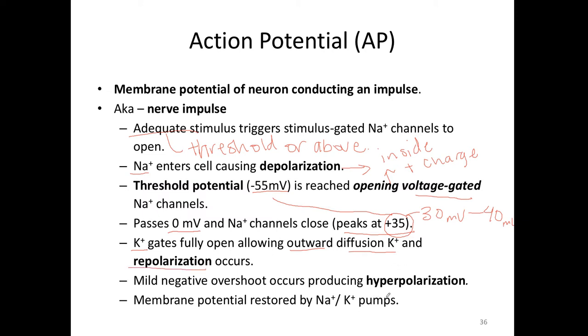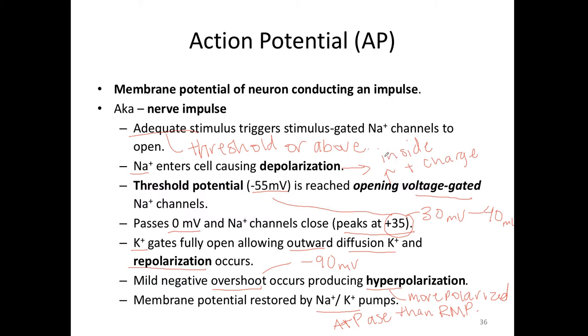And the repolarization goes so far that it undergoes a mild overshoot. So this means it doesn't just go back down to negative 70, it actually dips below that as much as down to negative 90 even. So that's called hyperpolarization because hyper means more than, so this means just more polarized than RMP. Once hyperpolarization has completed, the membrane potential has been restored after that by the sodium-potassium ATPase.